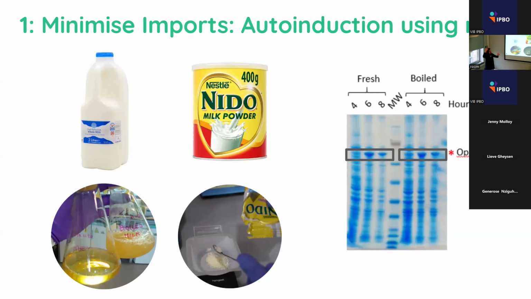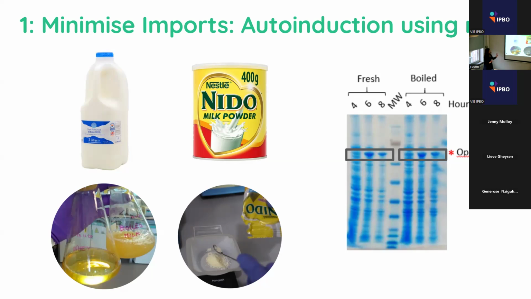So if the upstream requirements for manufacturing also involve a lot of stuff on cold chain and a lot of stuff that's hazardous and a lot of stuff that's difficult to ship, then we have issues. So one of the things that we've been doing is minimizing imports. One example is that we can induce the expression of our proteins using dried milk powder, which is available anywhere in the world in supermarkets.